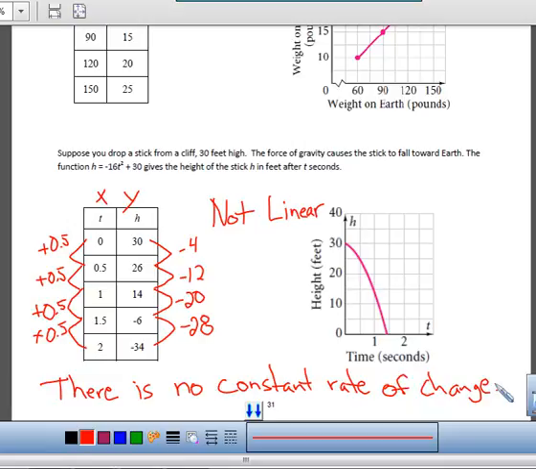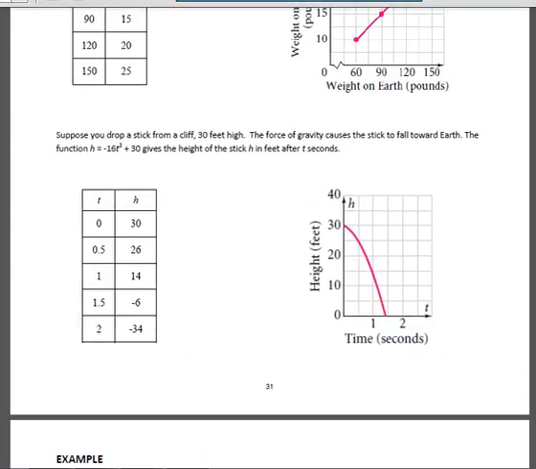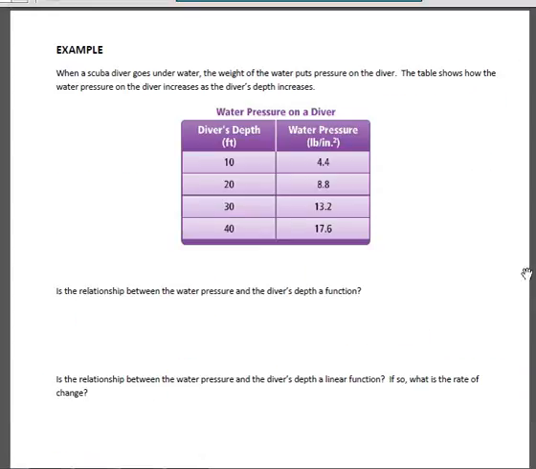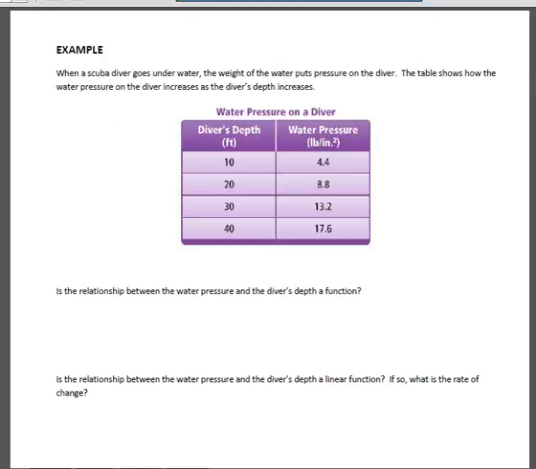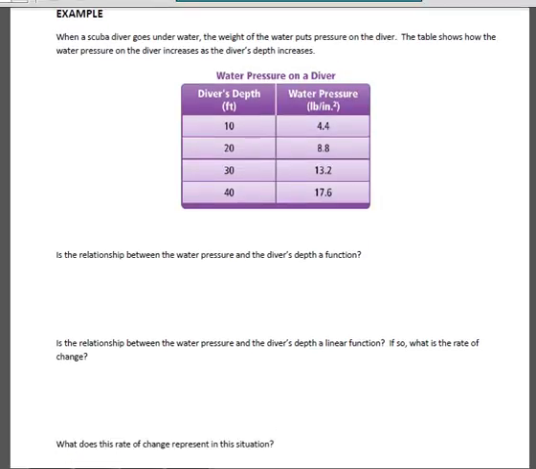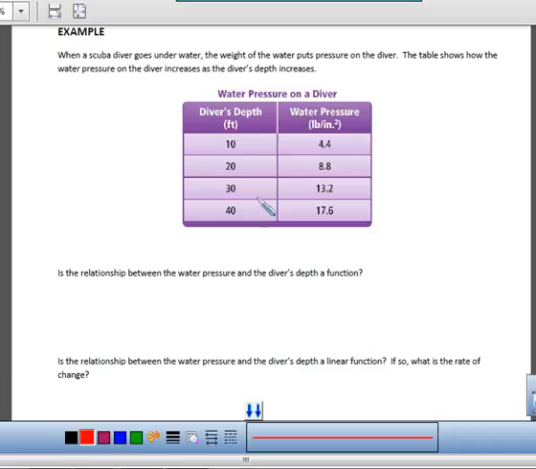Alright, now let's take a look at an example on page 32. We'll have a couple of questions that we'll answer. Hopefully this will help you understand this even more. And then we'll be done. Okay, so this is a wonderful example to go through and help us understand what this constant rate of change thing is and what we can use it for.